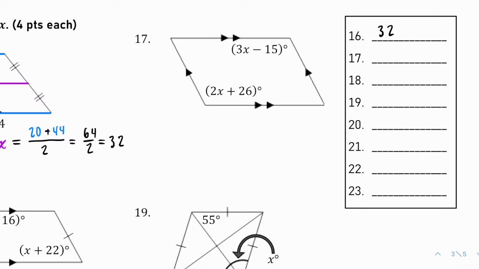All right, number 17. 17, you can tell, is a parallelogram. You can tell that from the arrows. It says that these two sides are parallel and these two sides are parallel. One of the properties that we know about parallelograms is that opposite angles are congruent. So we can say that 3x minus 15 equals 2x plus 26. I'll subtract 2x from both sides. So x minus 15 equals 26. Add 15 to both sides. What was that, 41?